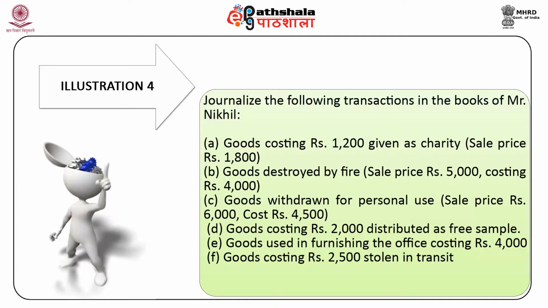D. Goods costing rupees 2000 distributed as free sample. E. Goods used in furnishing the office costing rupees 4000. F. Goods costing rupees 2500 stolen in transit.